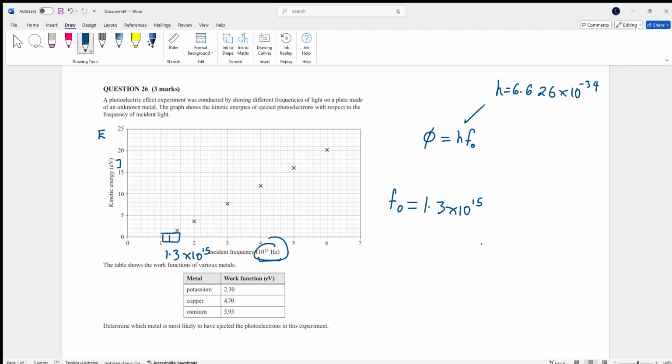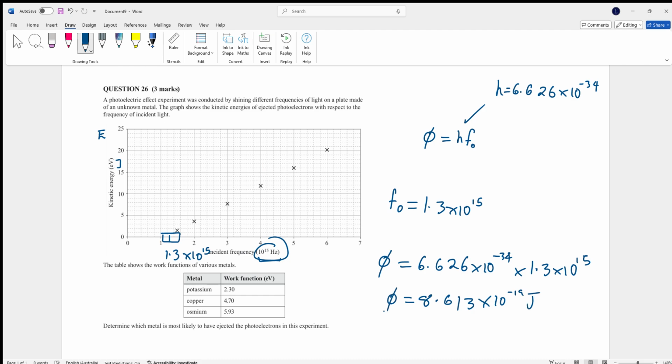So here, let's work out the work function. Now, remember, this will give us the work function in joules. We'll have to convert it to electron volts. So the work function, in this case here, is 6.626 times 10 to the negative 34 times 1.3 times 10 to the 15. And then you chuck that into your calculator. So we get, in joules, 8.613 times 10 to the negative 19 joules.